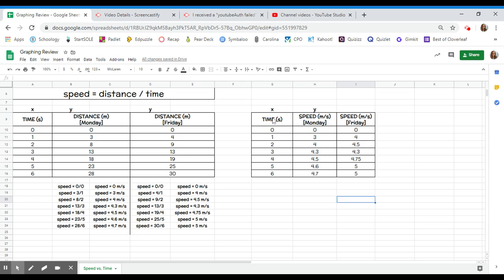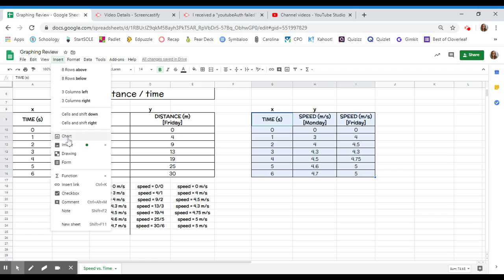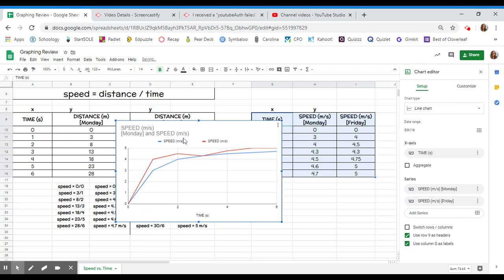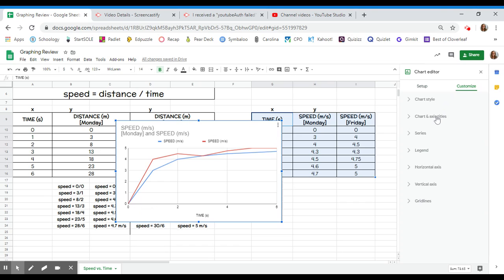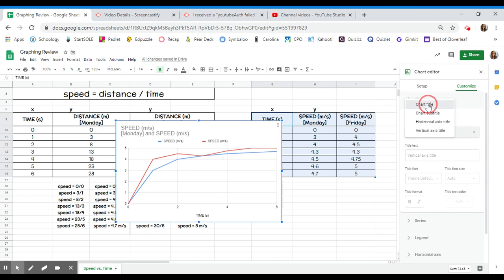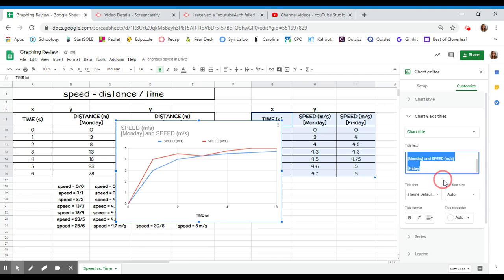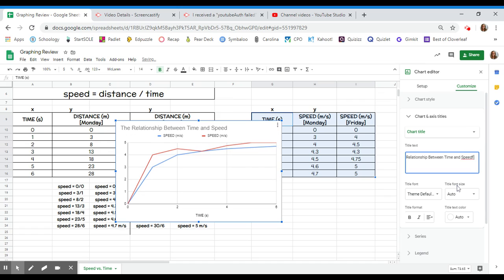Now all we need to do is, just like we did before with the distance versus time, we're just going to graph speed versus time. So we're going to highlight the entire table, come up here, click Insert, Chart. We are going to rename our chart. So customize chart and axis titles. We're going to come up here to chart title. And this time we are going to call it the relationship between time and speed of run.